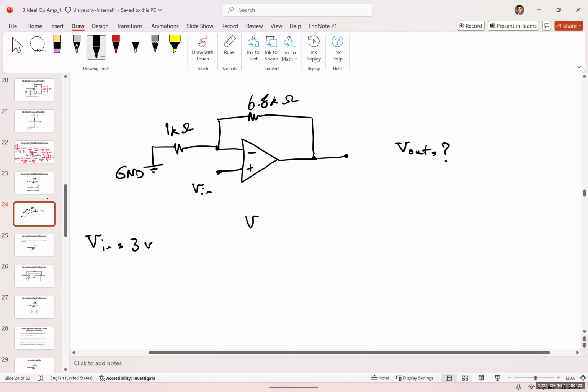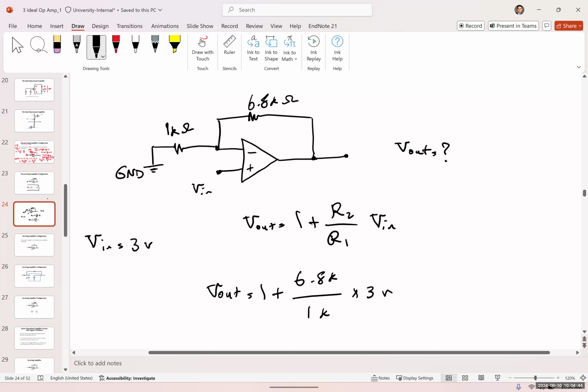So V out would be 1 plus R2 over R1 times Vn, according to the equation. Therefore, V out would be equal to 1 plus 6.8 K over 1 K times 3 volts. So that's going to be 7.8 times 3 gives us 23.4 volts.